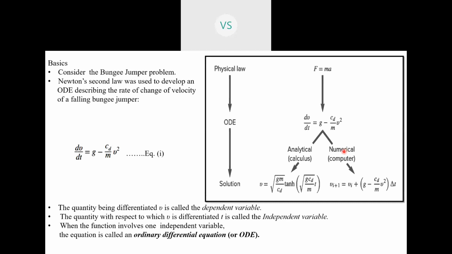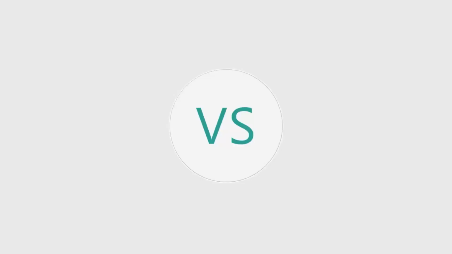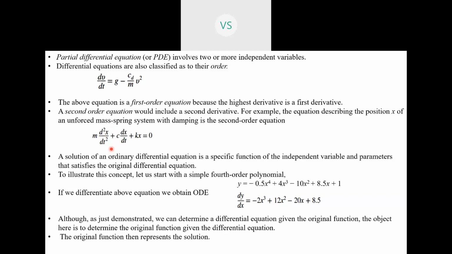We have seen a differential equation of this type. We considered a bungee jumper problem, where the velocity is changing with respect to time. This is a second order differential equation. This is the first order differential equation. This is just for your revision.